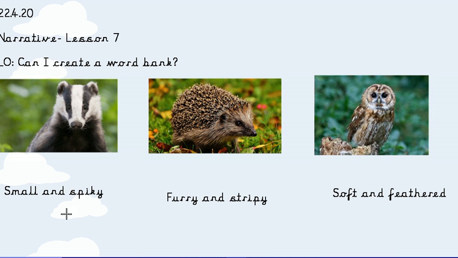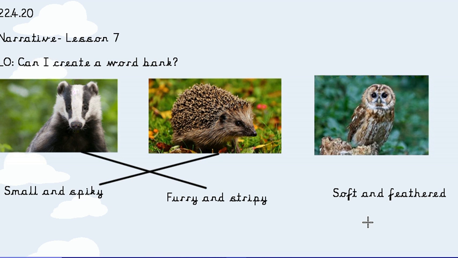Let's have a look. I've got the adjectives small and spiky just here. You might like to pause the video now and see where you can match those up to. Small and spiky, so there we go, all the way matched up to my hedgehog. He is both small and spiky, little prickles on his back. Next I've got the words furry and stripy. Pause here if you'd like to. And we can match those up to Mr. Badger. There we go. He is both furry and stripy. He's got a lovely stripe down the front of his face just there.